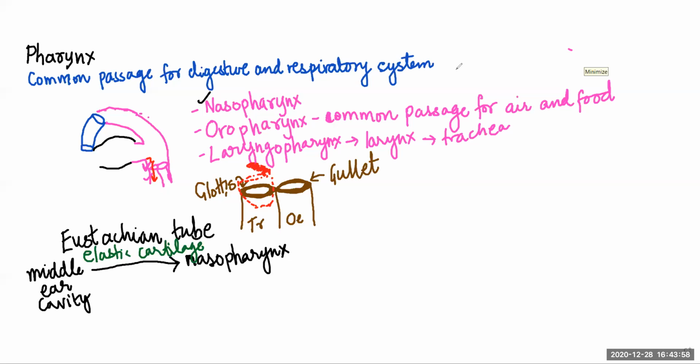Yes, it equalizes pressure on either sides of the eardrum. Eustachian tube equalizes air pressure on either sides of the eardrum.